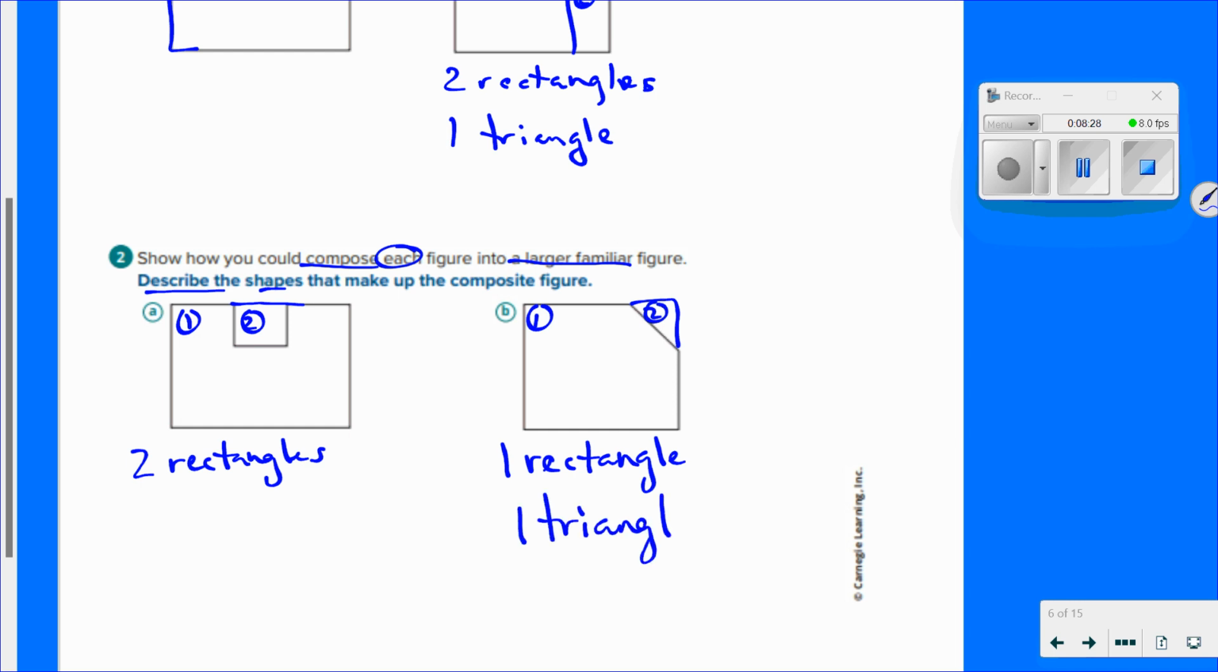Okay, 1 rectangle, 1 triangle. Yes? I also have another one. What's that? Since you fill in that spot with the triangle, it could also be 1 square. If the sides are the same, again, to me the base looks longer than the height. But yeah, if you said square or rectangle on that, I would take it.